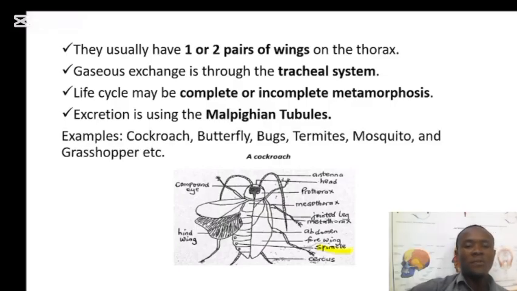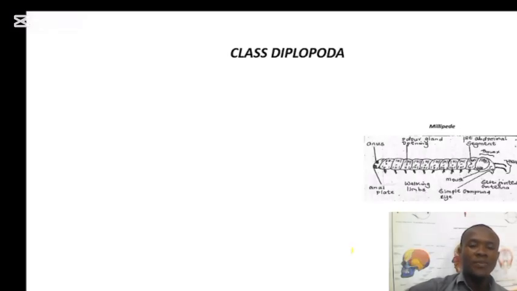Example of animals under the class Insecta. We have cockroach, butterfly, termites, mosquito, and grasshopper, etc. We have more. Now let's discuss the fourth class, which is the class Diplopoda.